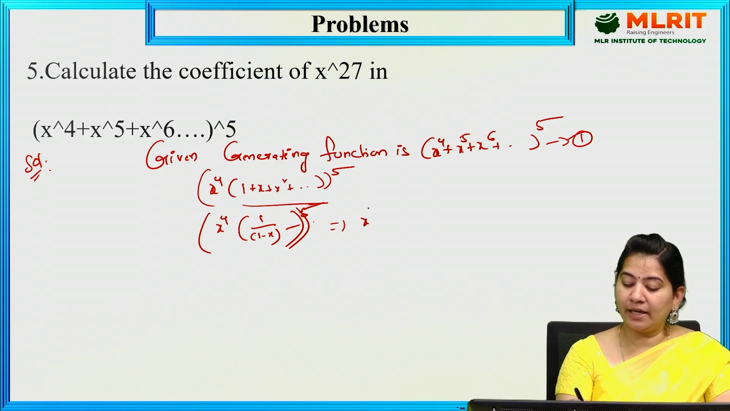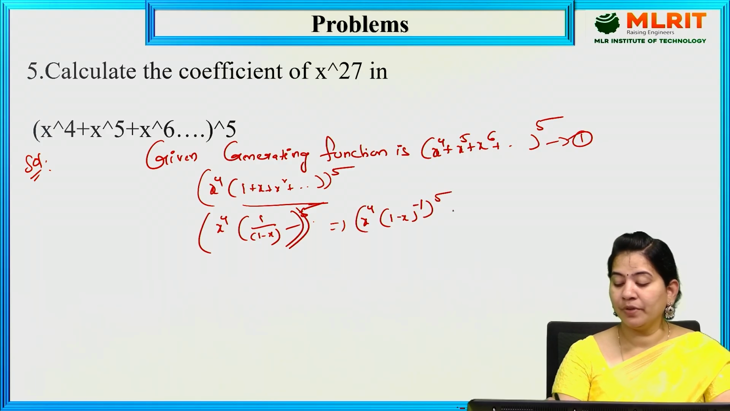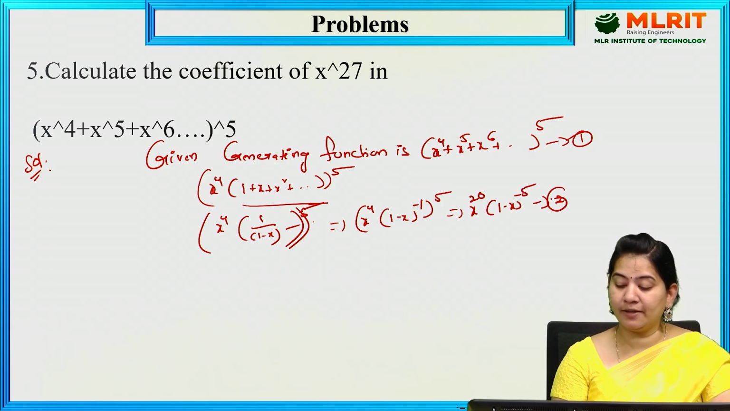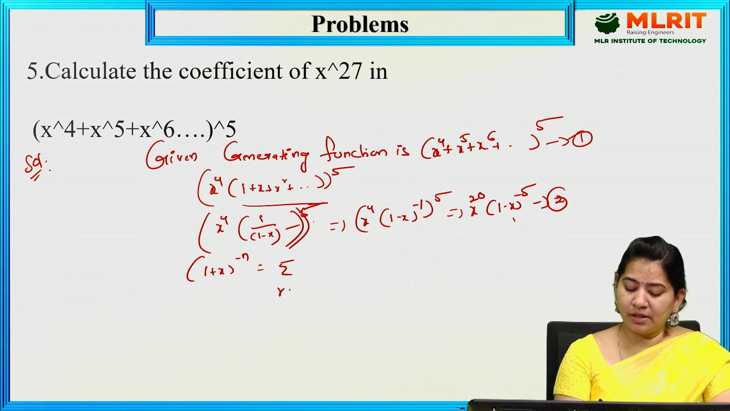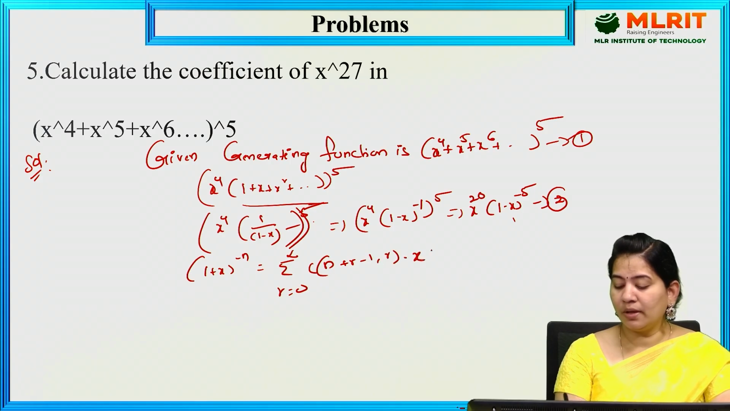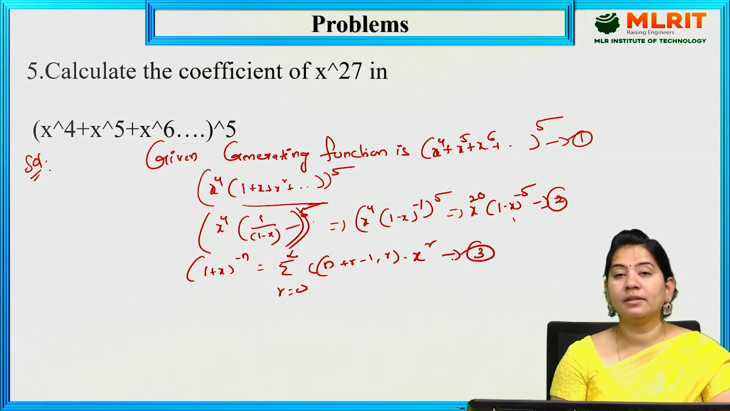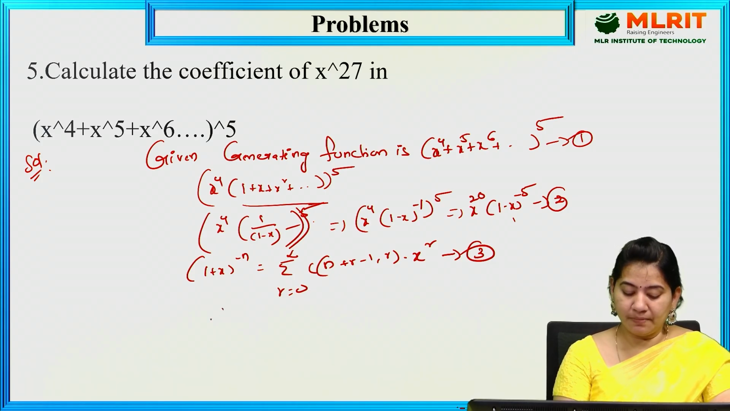Now if you modify this one, 1 minus x whole power minus 1, whole power 5, which is nothing but x power 20 into 1 minus x whole power minus 5. This is equation 2 as we have modified here. Now we know the formula here, as the n value is negative: 1 plus x whole power minus n equals sigma r equal to 0 to infinity C of n plus r minus 1 comma r into x power r, which is equation 3. Now just compare equation 2 and 3.